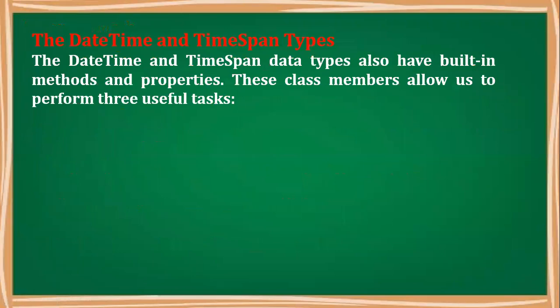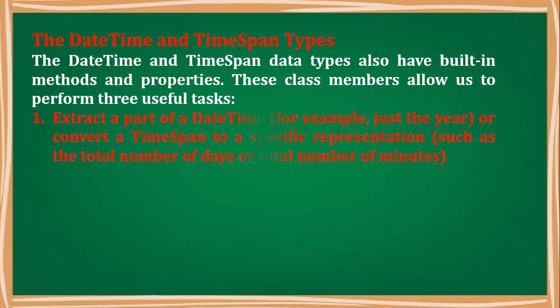Let us see some interesting classes provided by .NET C# to make our programming better and user friendly. The class names are DateTime and TimeSpan. The DateTime and TimeSpan data types also have built-in methods and properties that facilitate the user. These class members allow us to perform three useful tasks. First, extract a part of the date time. That means whatever date we are getting, you can extract just the year, the month, or the day from that date.